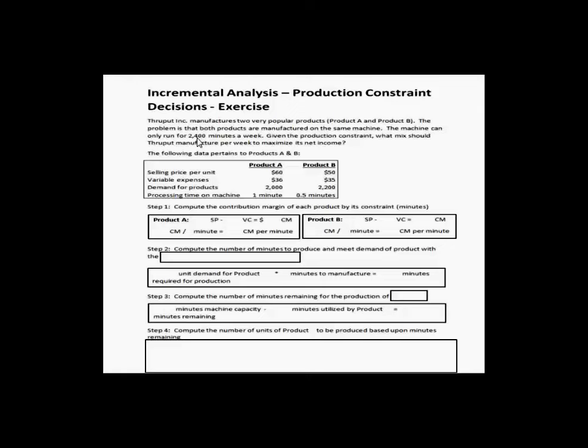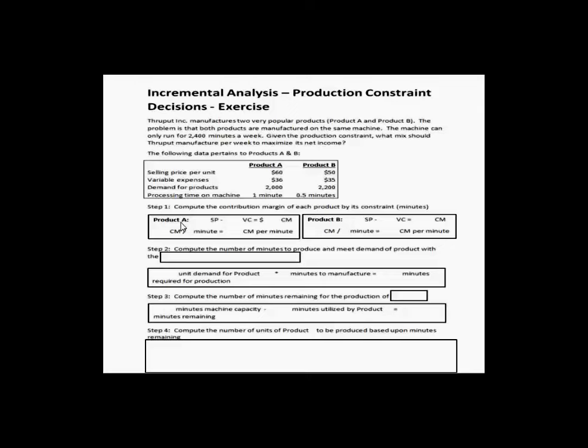But the capacity of our machine is only 2,400 minutes. So we have to make a decision on which product or which combination of products we need to run. And not only that, but which products in that combination will maximize our net income. So we're going to perform a contribution analysis of product A and product B.